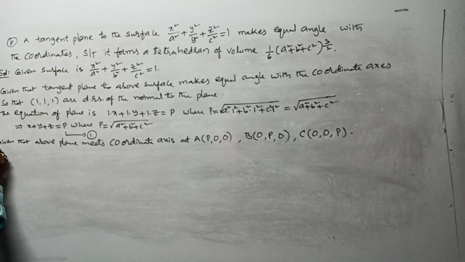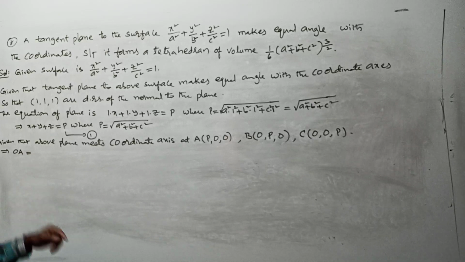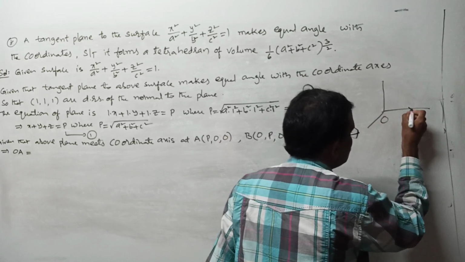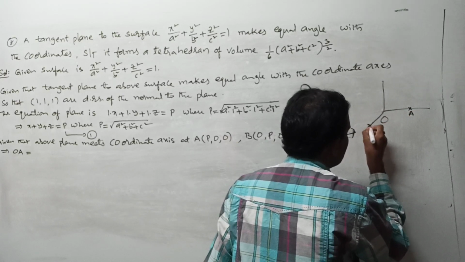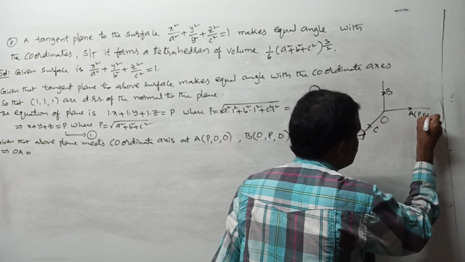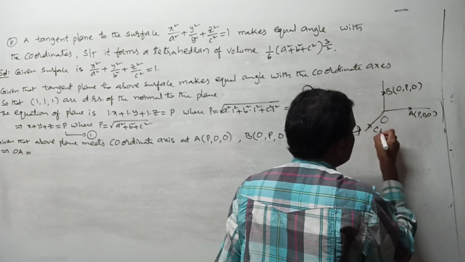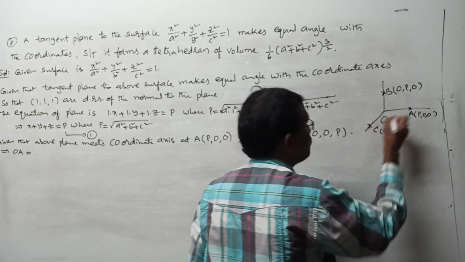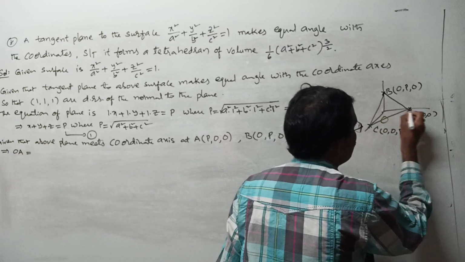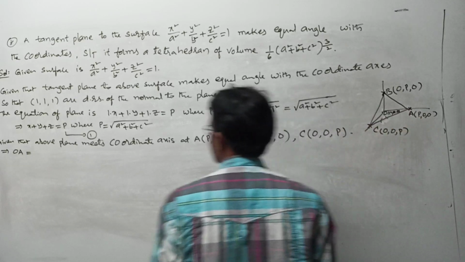After this, now define the distance from O to A, where O means origin. Actually the diagram should be like this: this is the origin, this is point A, this is point B, and this is point C. This is (p, 0, 0), this is (0, p, 0), and this is (0, 0, p). These are the meeting points of your plane. Now what is the distance from O to A, from the origin to this point?